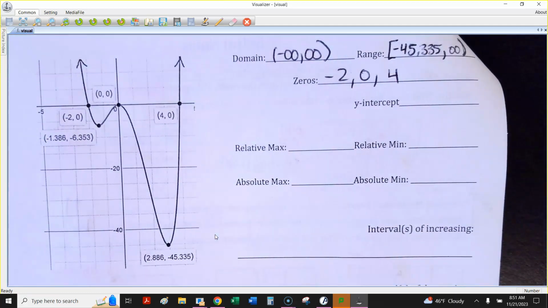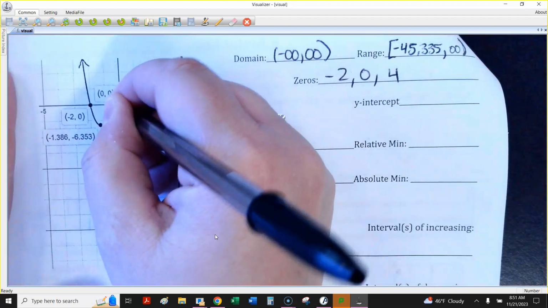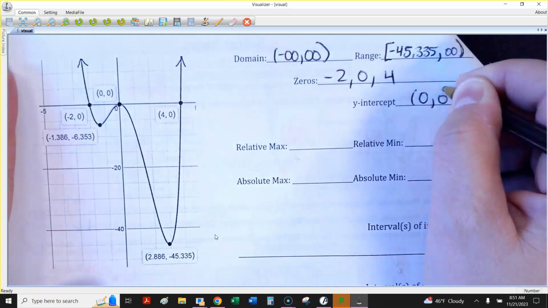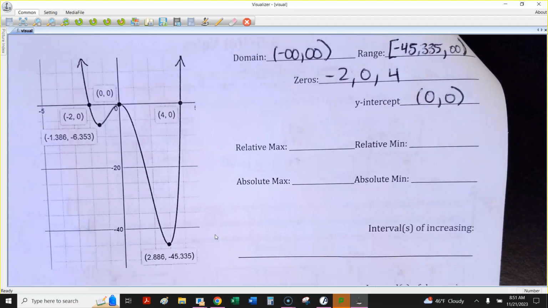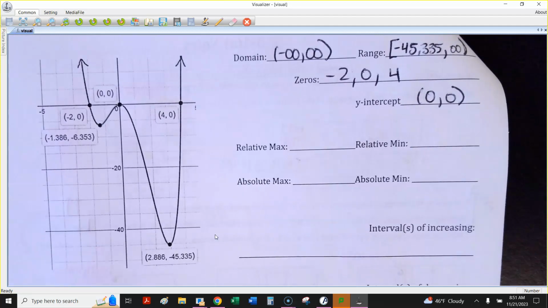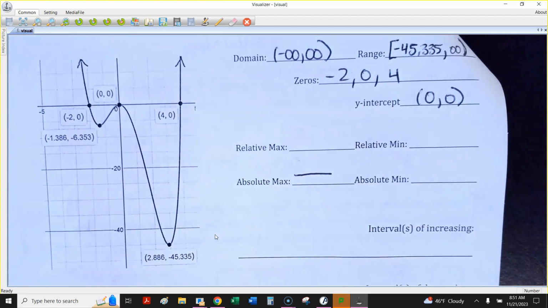This is super tricky. Can anybody tell me what the y-intercept is for this question? It is, yeah, I know that's weird, but it's actually the origin at 0, 0. All right, now, I'm going to kind of skip around here a little bit. Your absolute maximum does not exist for this question because both the end behaviors go up to positive infinity, so no absolute maximum.